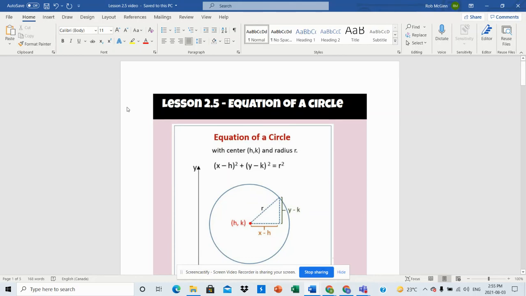Hello and welcome to lesson 2.5, which is all about the equation of a circle.